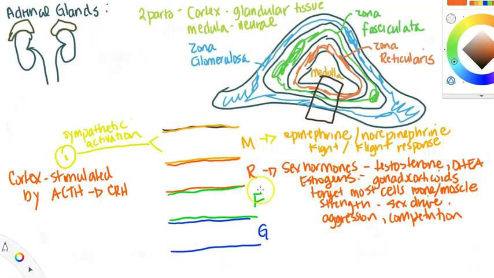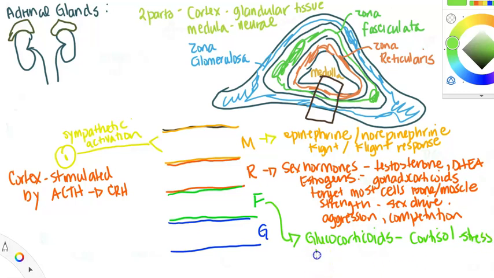All right. The next layer is the zona fasciculata. And the zona fasciculata makes glucocorticoids, with cortisol being the main one. So cortisol is your stress hormone. It also targets most cells.